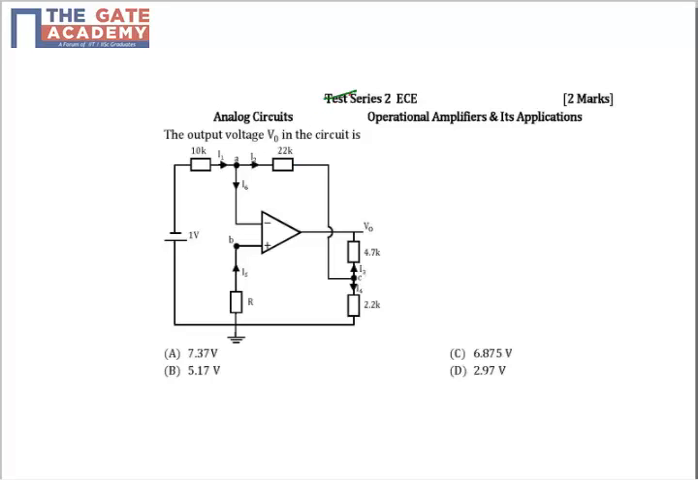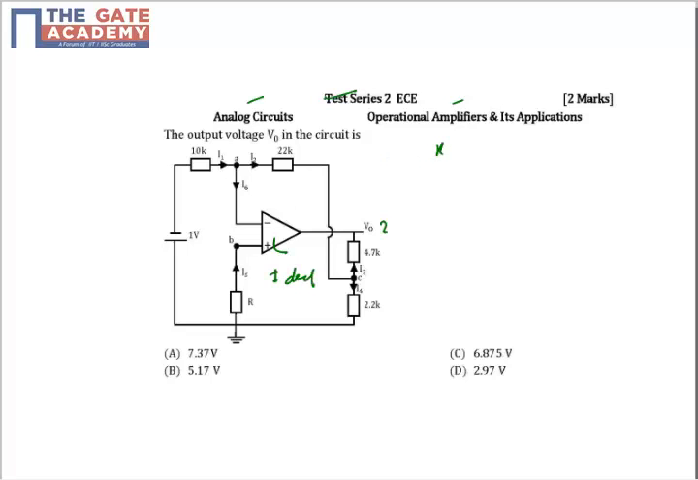Discussion from the test series number 2. Subject is analog circuit, topic name is operational amplifier, it's a 2 marks problem. In this question you can see that one op amp is given and some elements are connected, and we need to calculate the output voltage V0. The op amp is ideal because nothing else is mentioned.